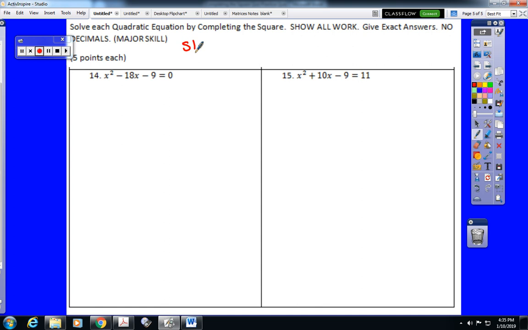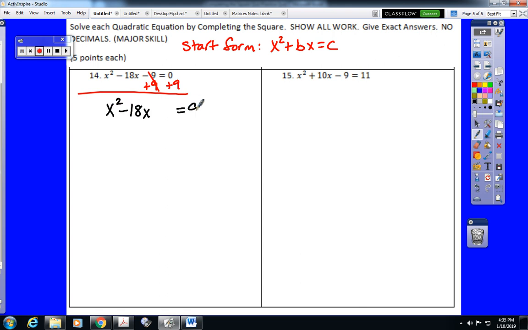So again, we need to be in our starting form, right? If it's not in the form x squared plus bx equals c, you have to put it in that form. So our first step here is to add 9 to each side, which would give us x squared minus 18x equals 9. We're going to insert a blank on each side and a blank on the next row. Negative 18 divided by 2 is negative 9. Negative 9 squared is 81. So that gives us a value of 90 on the left side.